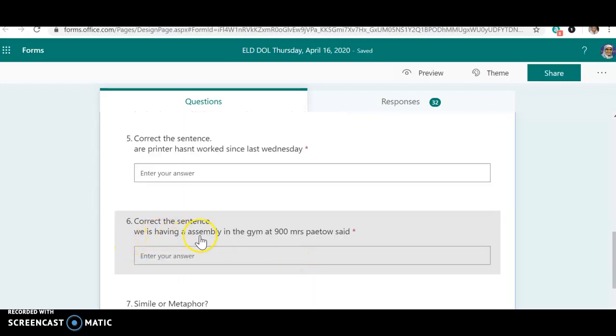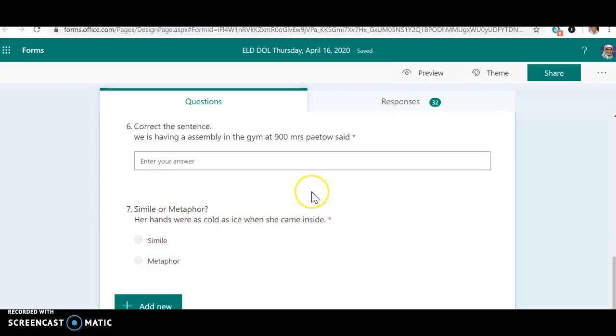We're having an assembly in the gym at 9:00, Mrs. Pato said. Because it's the quote of Mrs. Pato, we start with a quotation mark, capital W, we're having an assembly in the gym at 9 colon, or two dots, 00 period, close quotation mark, capital M, dot after Mrs., capital P, said, period. Many of you got this one wrong. There were too many things that you were supposed to correct and some of you missed a few of them.